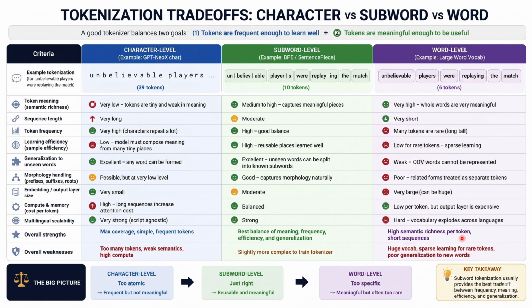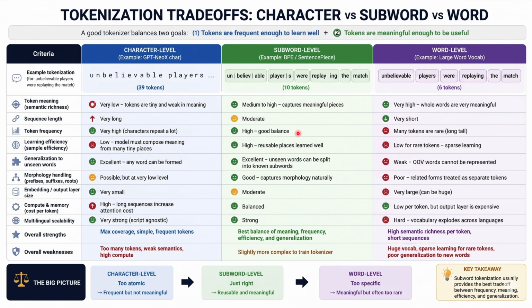Talking about the strengths and weaknesses of word level, there is high semantic richness per token. As we can see here, each token represents a very good meaning. One token can entirely represent a word. It also creates short sequences, but the drawback is it has a huge vocabulary, sparse learning for rare tokens as we discussed, and poor generalization to new words because it can result in out of vocabulary words. Now coming to the subword level, it provides an overall good balance of meaning, frequency, efficiency, and generalization. The only weakness or drawback is that it is more complex to train this type of tokenization.